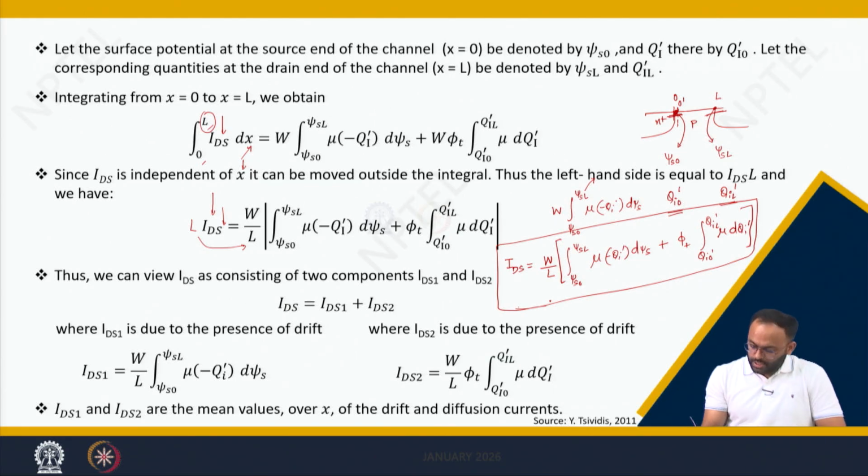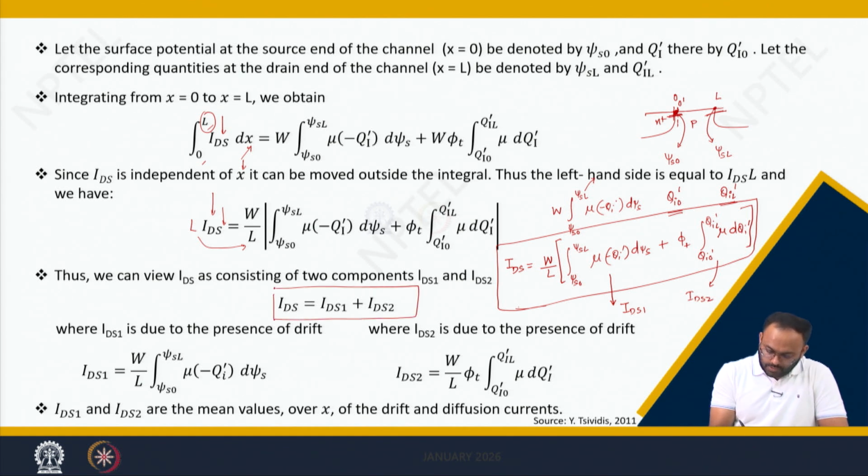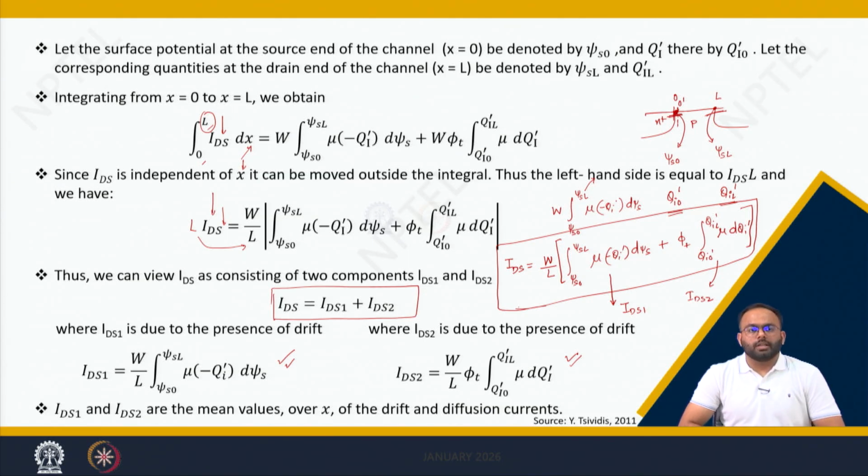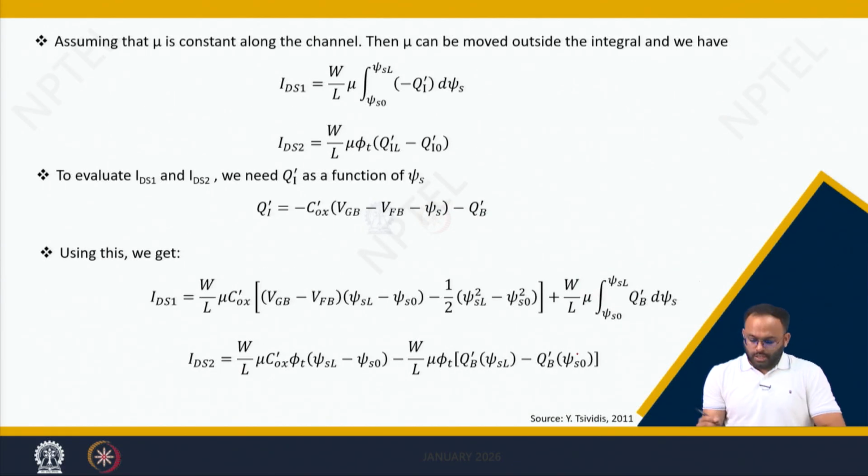Now we can define these individual components for further analysis as IDS1 and IDS2. So we can simply write IDS is nothing but IDS1 plus IDS2. Here IDS1 is given by this and IDS2 is given by this. Strictly speaking, here IDS1 and IDS2 are not showing the drift and diffusion current components at a particular x. They are the mean values over x. So let's go further and derive the separate components of IDS1 and IDS2 by finding a relation between Qi dash and surface potential.